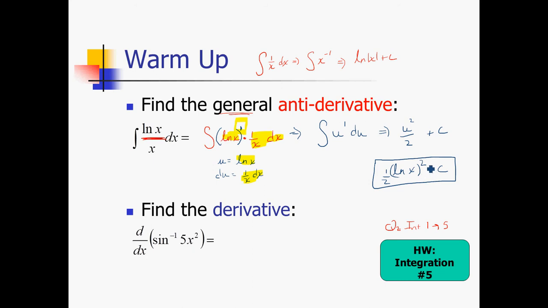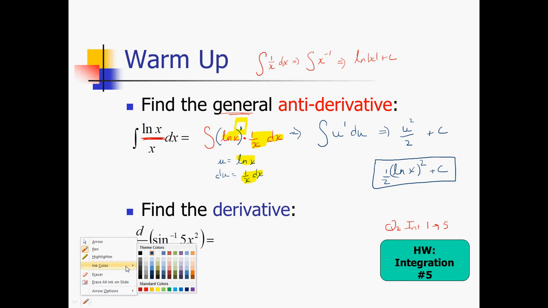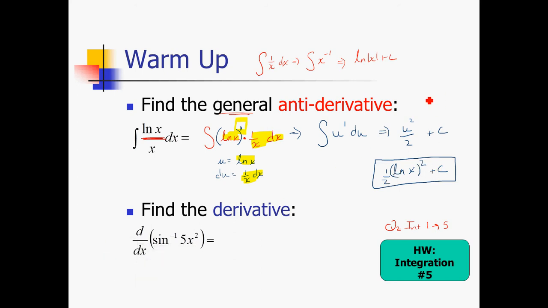Be very careful that you don't mix up your log rules, right? ln of x squared, you cannot use the log bring-it-down property, right? ln of x squared is not the same thing as ln x, quantity squared. ln of x squared can be written as 2 ln x. ln x squared is just ln x times ln x. Those two things are not equal.